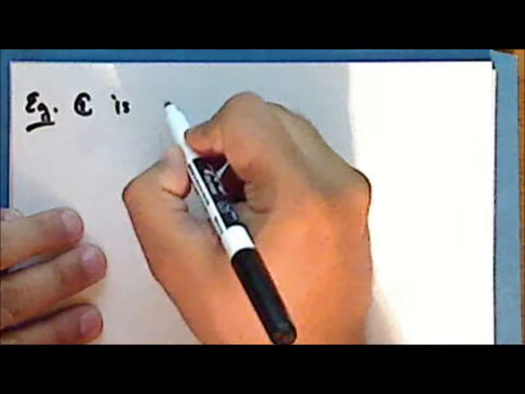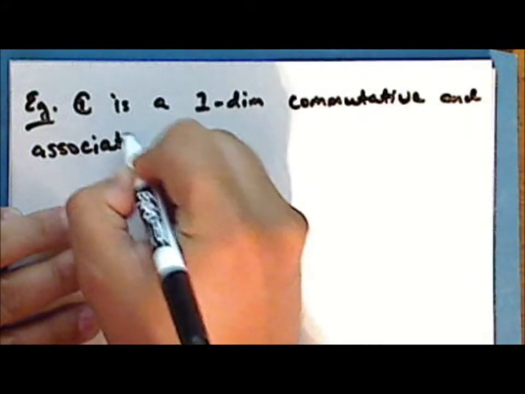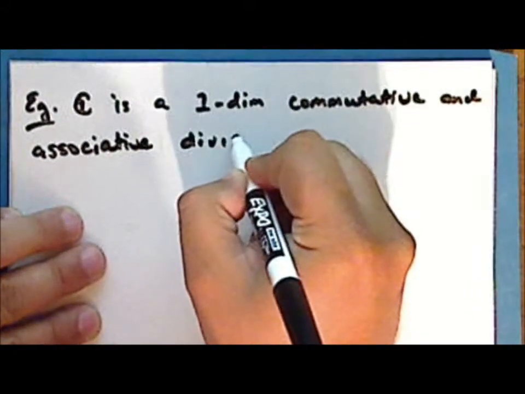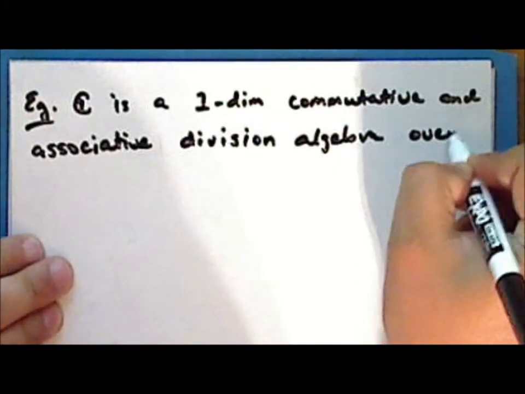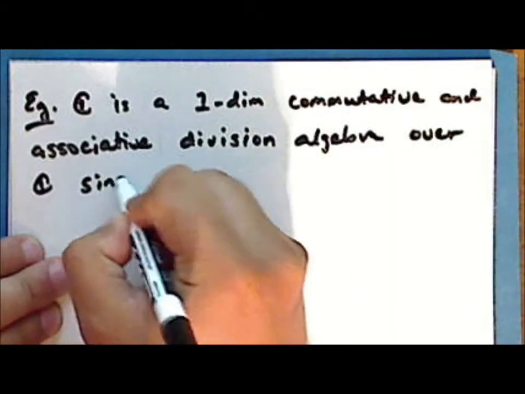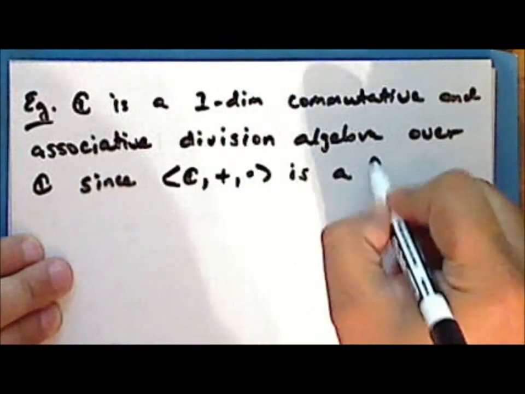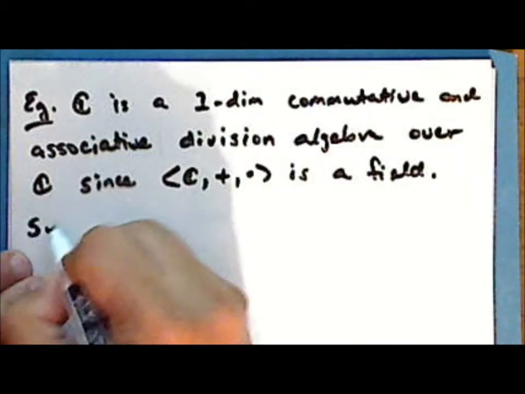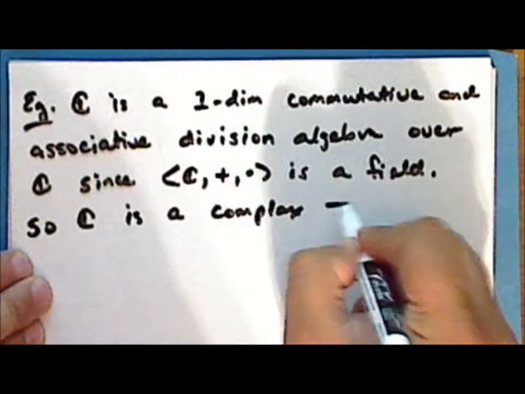Okay, so as another example, the complex numbers is a one-dimensional commutative and associative division algebra over itself, since the complex numbers together with addition and multiplication is a field. And so the complex numbers is a complex Jordan algebra.